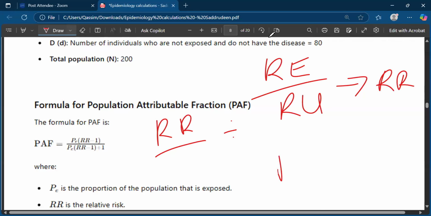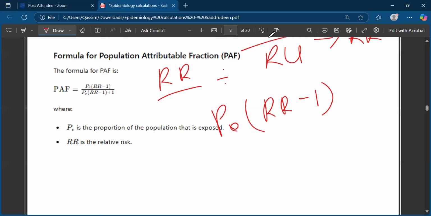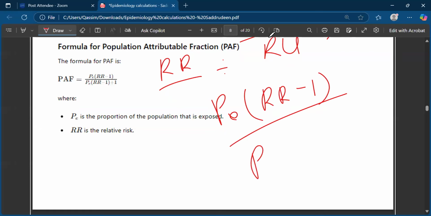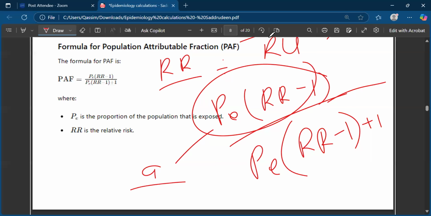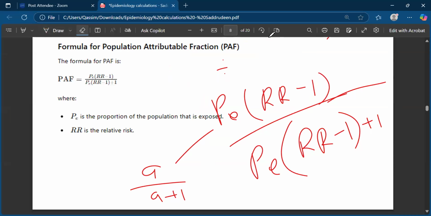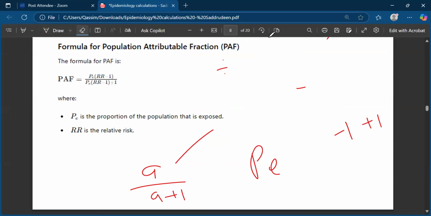So you just do relative risk minus 1, put it in brackets, and multiply by the proportion of the exposed. Then you do the same thing: the proportion of the exposed times relative risk minus 1, then plus 1. So let's call this A. You're just going to do A over A plus 1. With that, let us see stepwise how it was done.